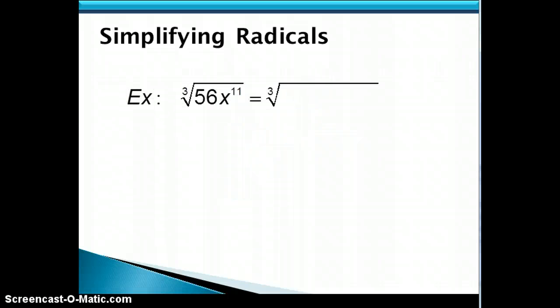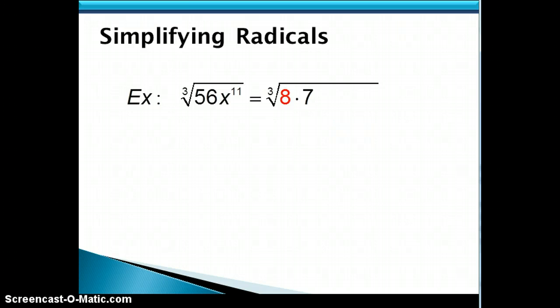So let's look at one more cube root. Cube root of 56 x to the 11th. So you'd want to think about what would be the biggest perfect cube factor of 56. That will be 2 cubed, which is 8. So we split apart the 56 into 8 times 7.